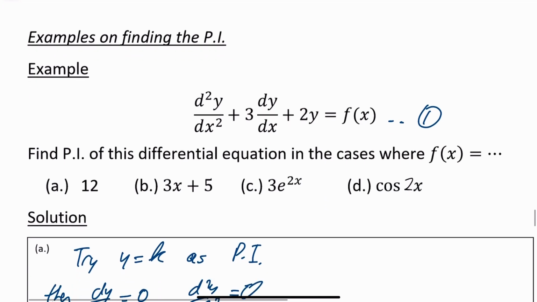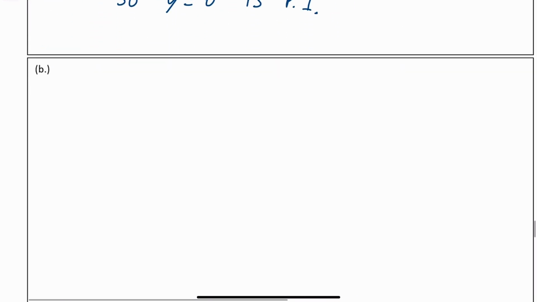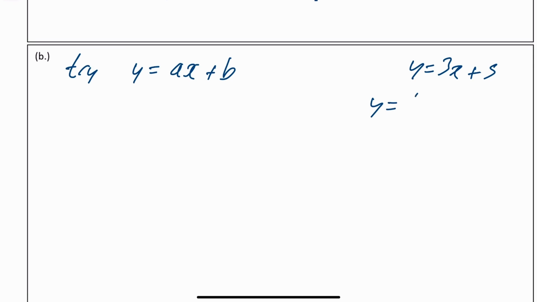Okay, for part B, it asks us to find a particular integral whenever f of x is equal to 3x plus 5. So for this one, we want to try y is equal to ax plus b. Now we're trying that because our f of x was 3x plus 5. Say your f of x had been 4x squared plus 7x plus 2.